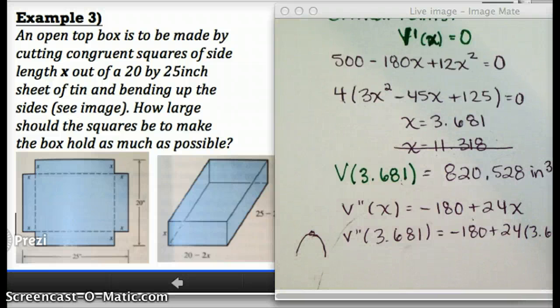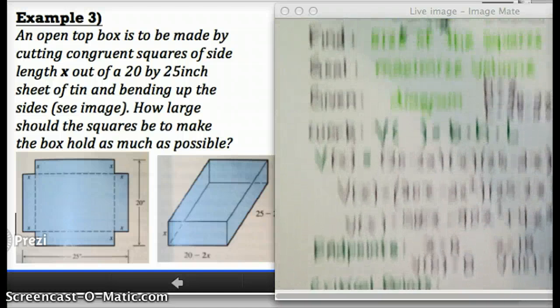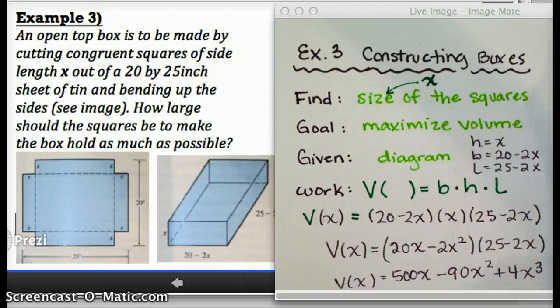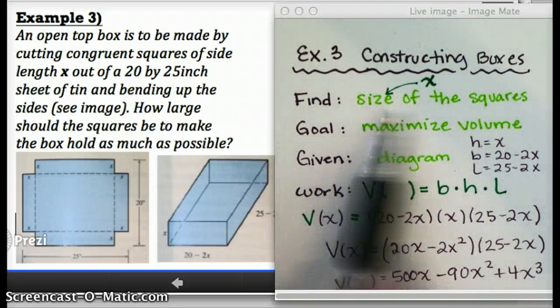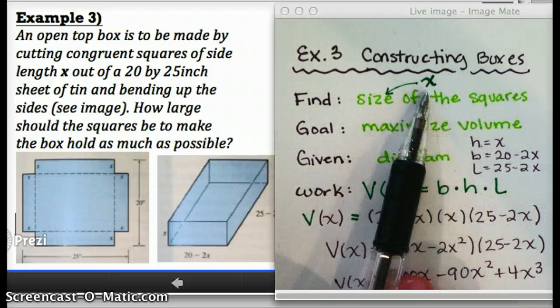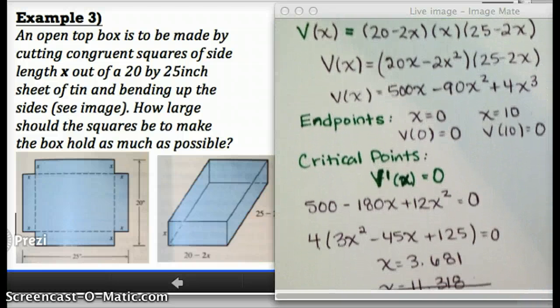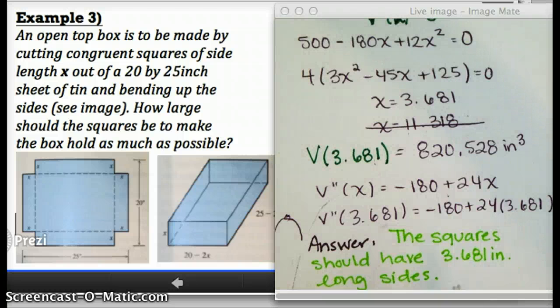All we need to do now is write our final answer, which means you need to go back and consult with what format the answer is supposed to be in. Do we want to know the volume? Do we want to know the length? It turns out what we wanted was the size of the squares. We really just wanted to know how big x should be. Put it into a sentence. The square should have sides that are 3.681 inches long.